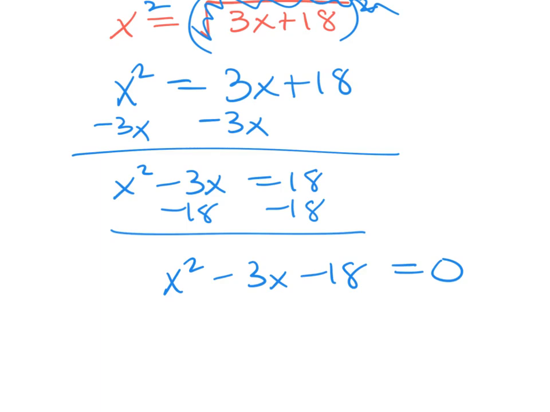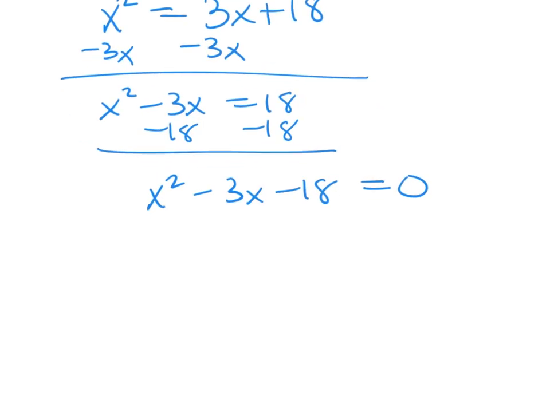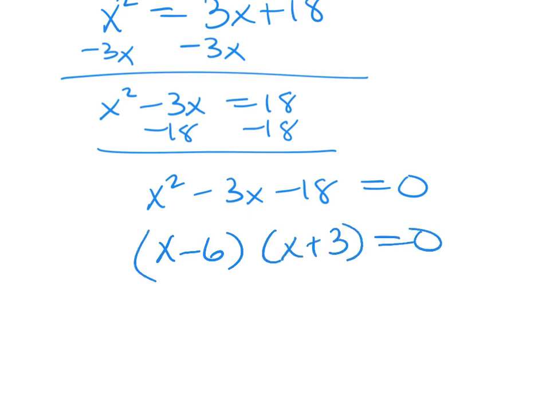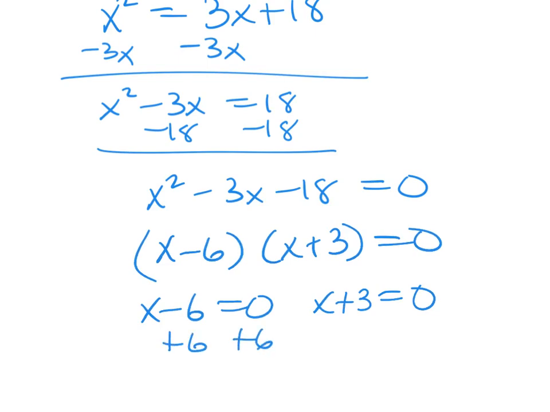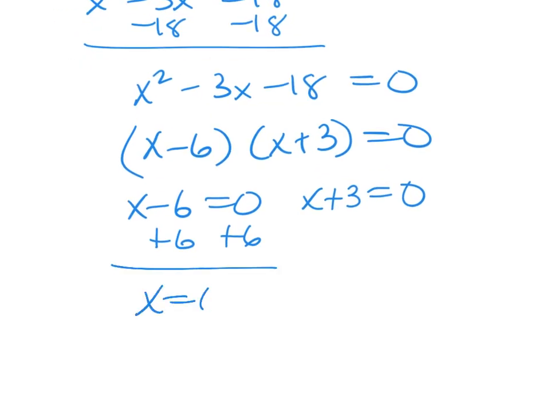Again, at this point, factor it, quadratic formula, completing the square. It's easy enough. It's got a leading coefficient here of a 1. So all I have to do is look for the factors of negative 18 that give me negative 3. Those are going to be negative 6 and positive 3. Again, set each factor equal to 0. X equals 6 and x equals negative 3. Again, check is mandatory. We need to plug these in.